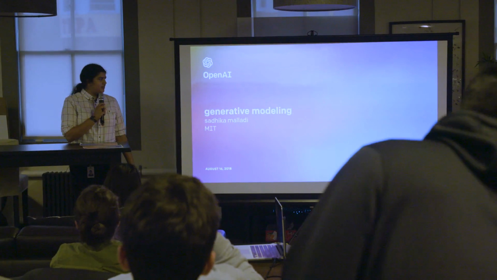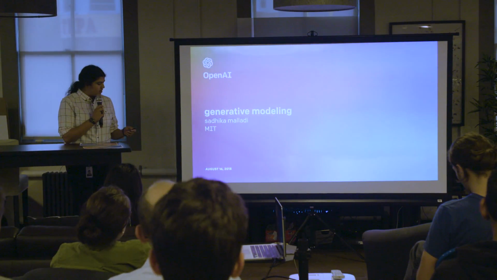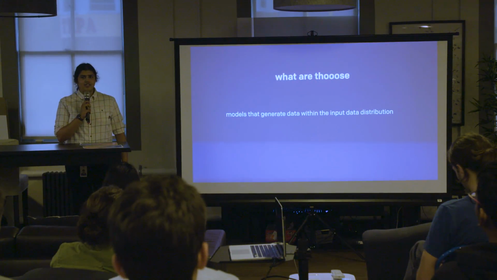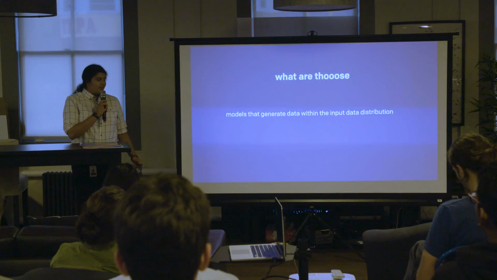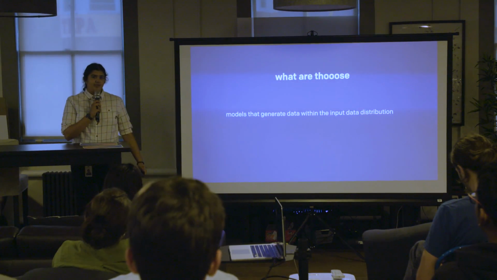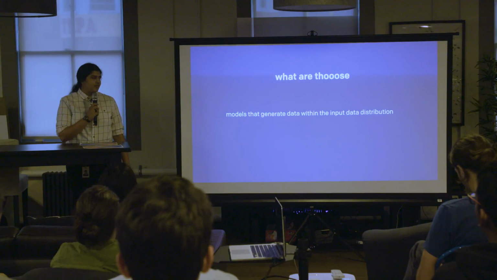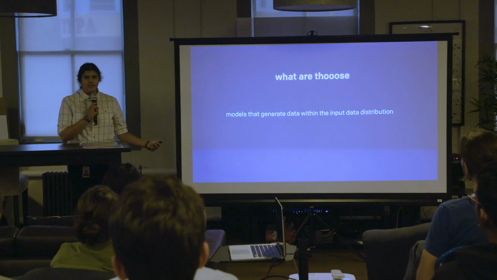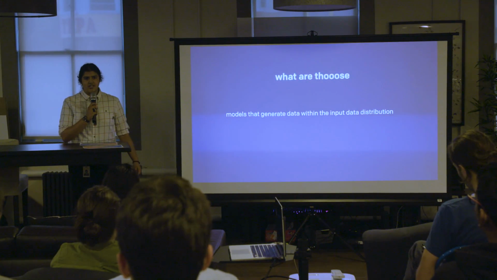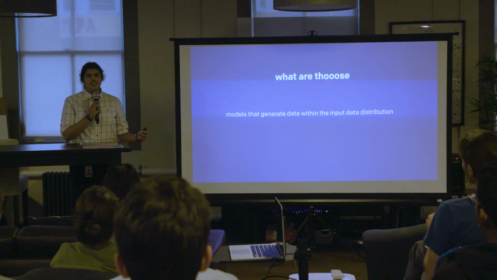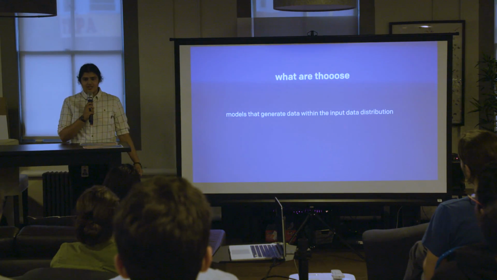Broadly, my internship is about generative modeling. And so what are generative models? They are models that generate data within some kind of distribution. So for example, if you give your model to train on dogs, then you want your model to generate images of previously unseen dogs. Why is this useful?